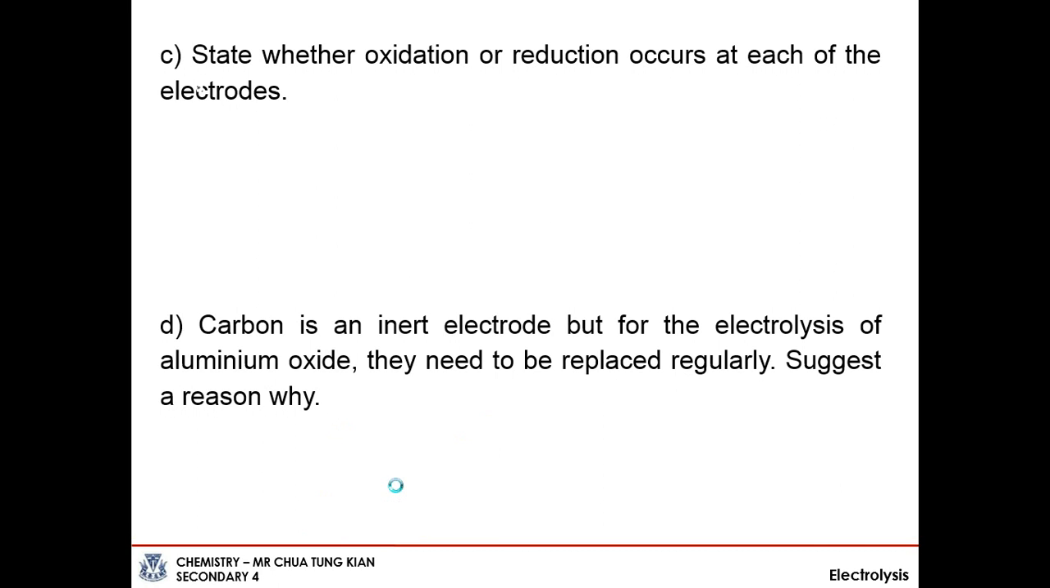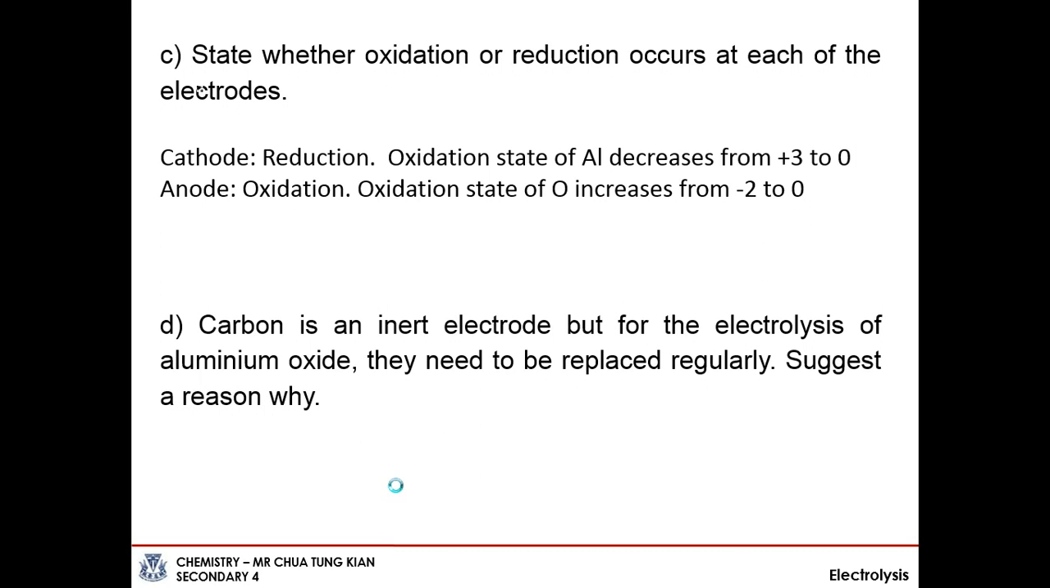Okay, so part C is quite simple, whether oxidation or reduction occurs at each of the electrodes. We know that at the cathode is reduction, at the anode is oxidation. Remember AOCR, anode oxidation, cathode reduction. Plus 3 to 0 for aluminium, minus 2 to 0 for oxygen.